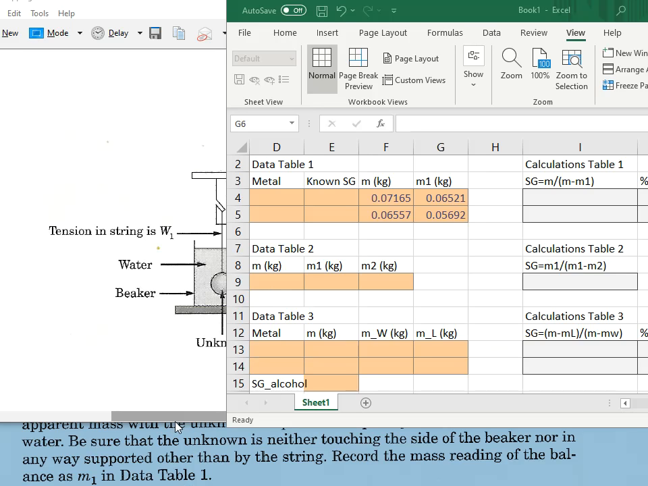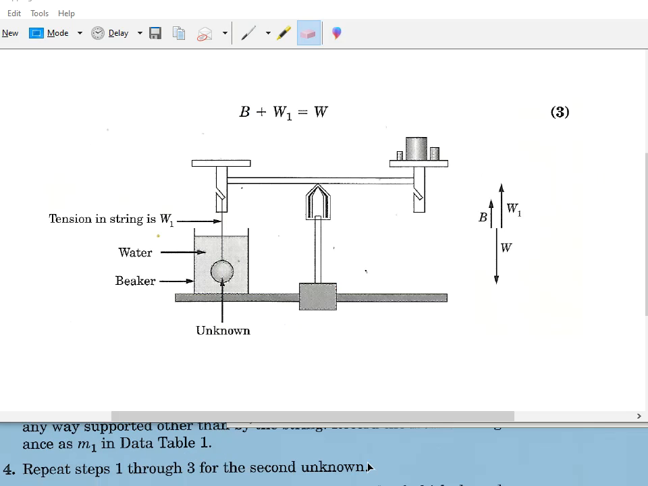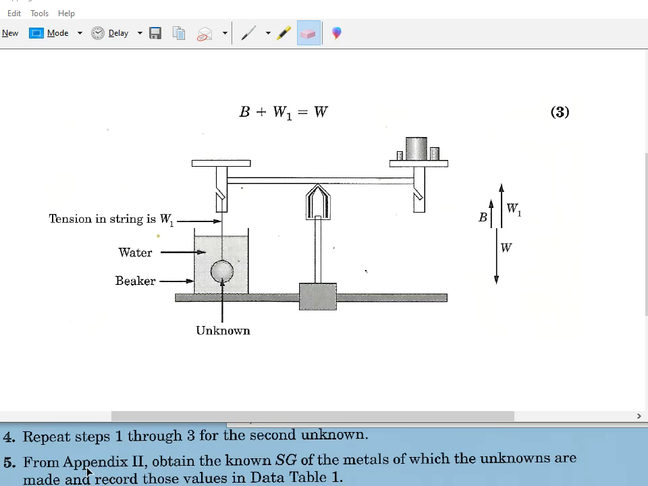So we will pretend we have done this, and we've got for the first mass 65.21 grams, and for the second mass 56.92 grams. Repeat steps 1 through 3 for the second unknown. I've already done that. Step 5: from Appendix 2, obtain the known standard gravity of the metals of which the unknowns are made, and record those values in data table 1.